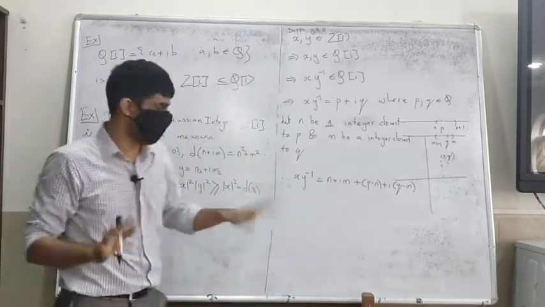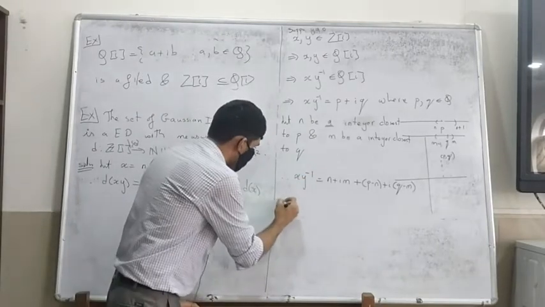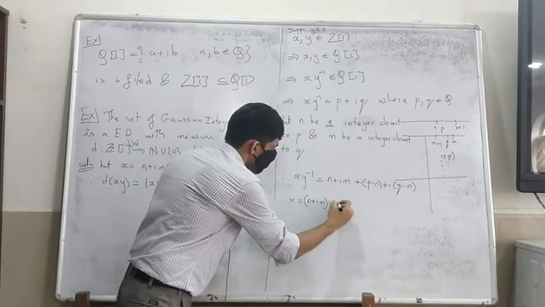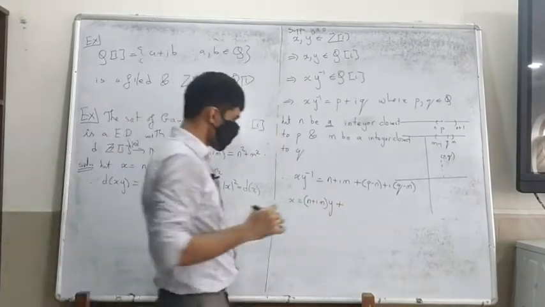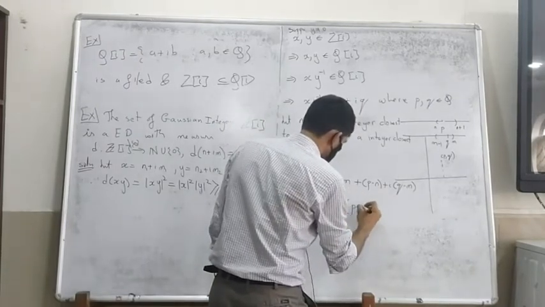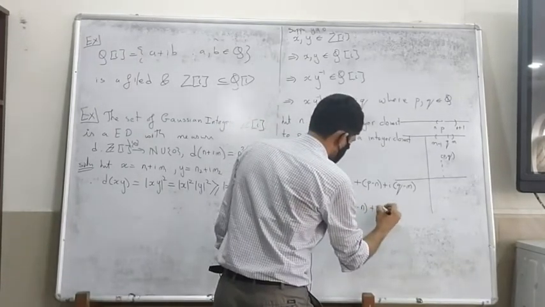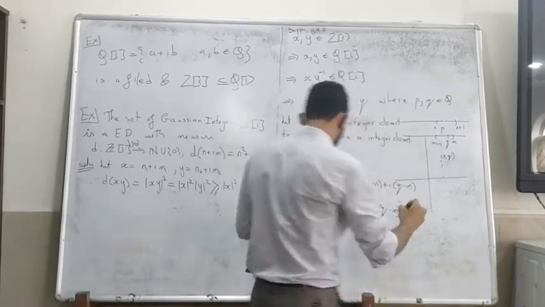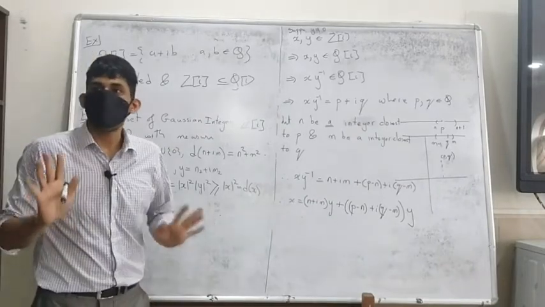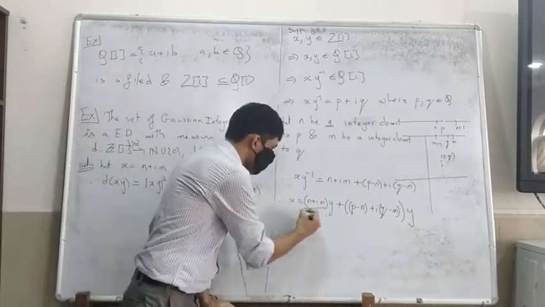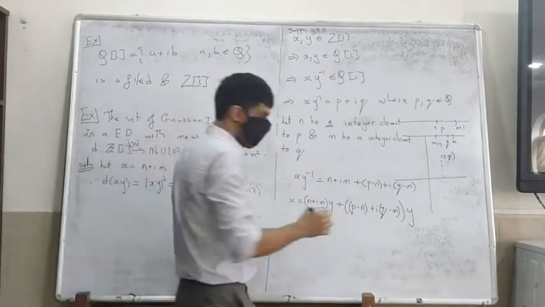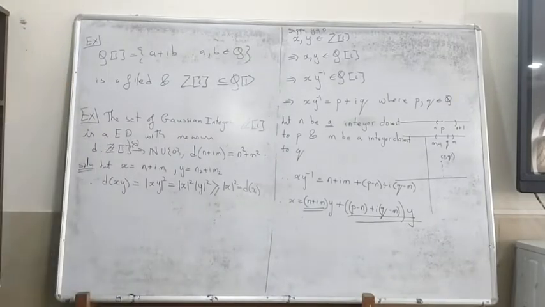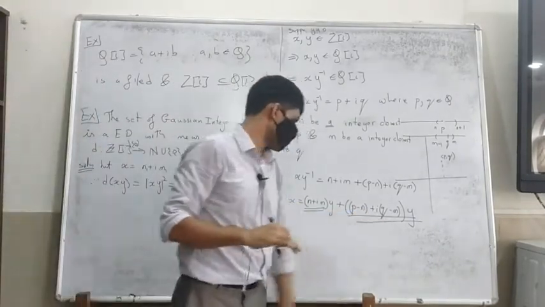No problem, right? Okay. Now you multiply throughout by y, what you get is x is equal to (n + im) times y plus this thing here, that is ((p − n) + i(q − m)) times y. Okay. So what I'm going to say is that this is the quotient and this is the remainder.